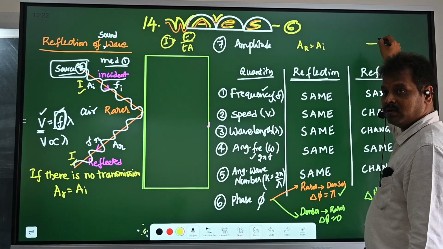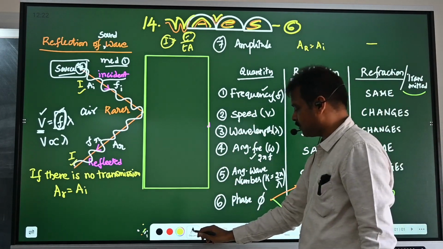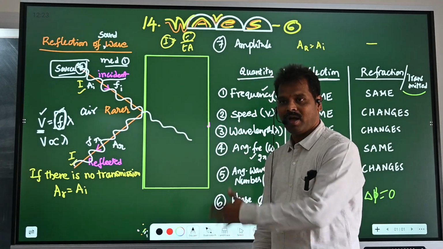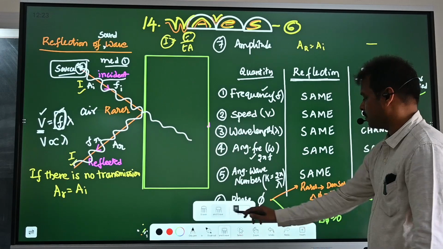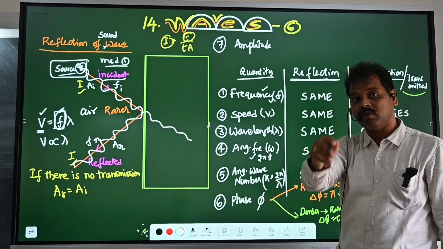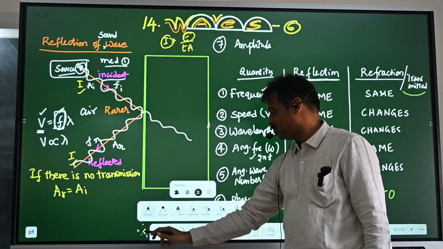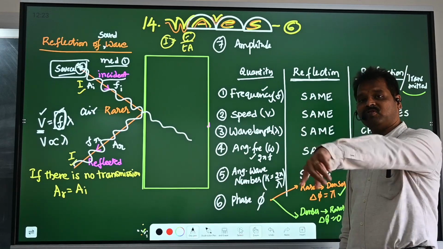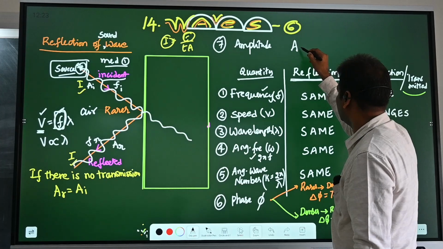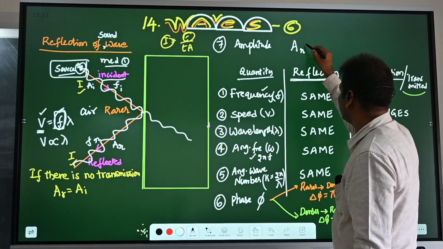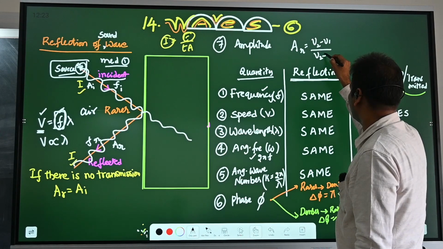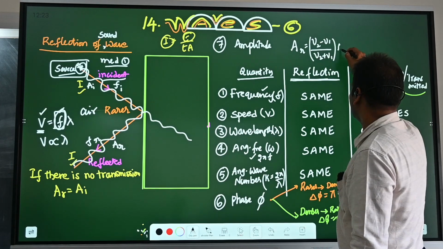If there is no transmission. Suppose transmission is there, if light is transmitting, then I cannot use that concept. This is correct only if no transmission takes place. If transmission is there, then AR is not equal to AI. So for that I am giving a formula. A reflected is equal to (V2 minus V1) by (V2 plus V1) into AI.